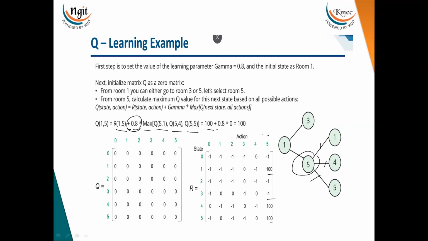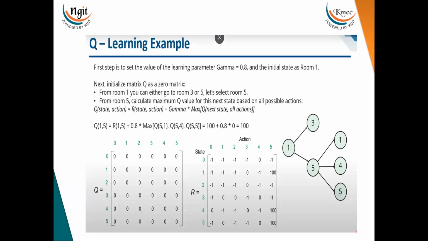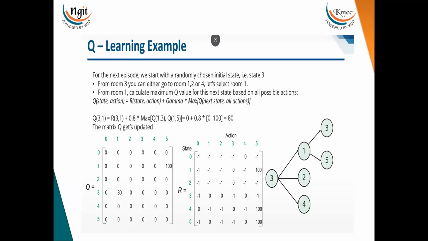So that's why we kept here the value 100 plus my gamma value, which is 0.8. And now I'm saying the Q value between 5 to 1. As we know that this is the beginning stage, all Q values are 0. So definitely Q(5,1) will be 0, Q(5,4) is also 0, Q(5,5) is also 0, and the maximum of 0 is always 0. And when we solve this, we'll get the value 100. So my Q(1,5) is now 100. So this 0 will be replaced by 100. This modification we will do in the Q matrix. I hope it is clear to you how we have done this.